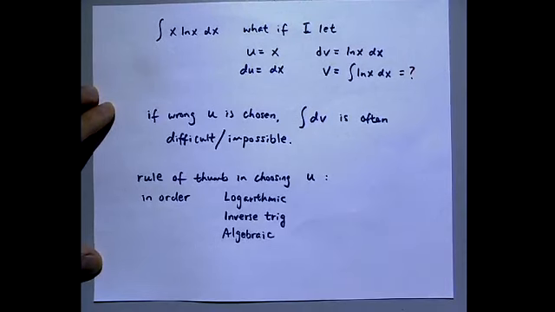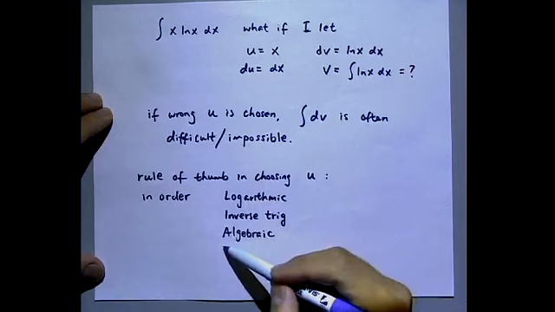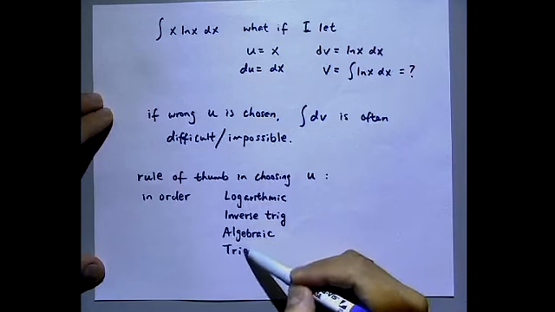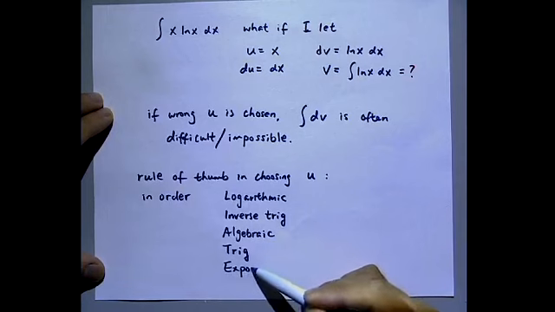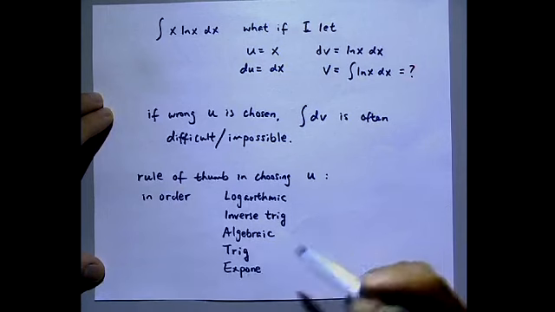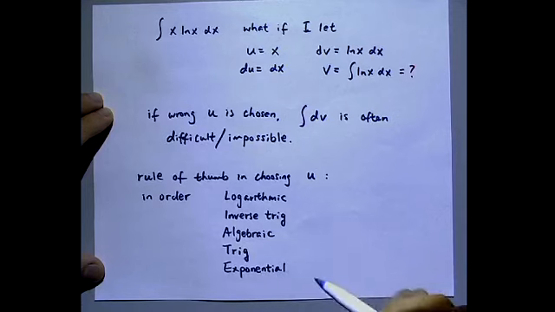Next one, algebraic. These are things like x squared, square root of x, x cubed, that kind of thing. Next one, trig. And finally, exponential.